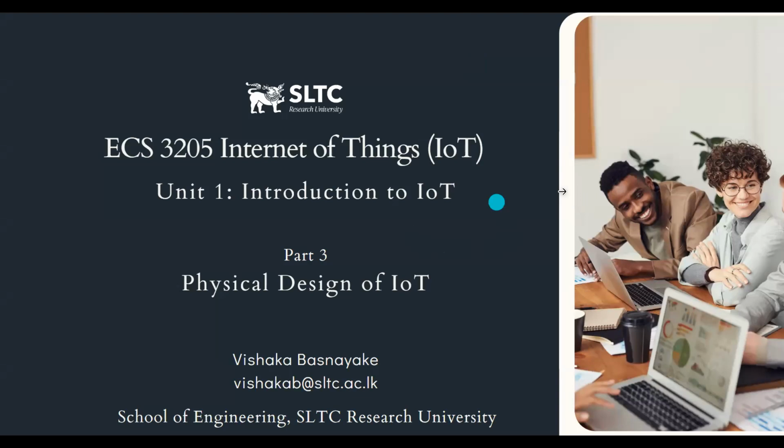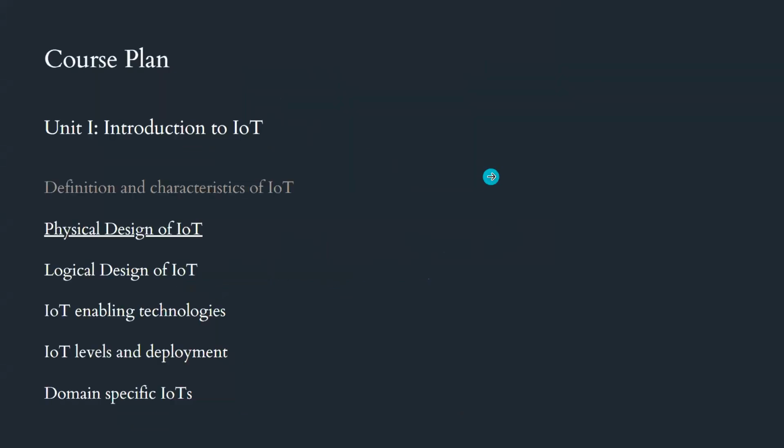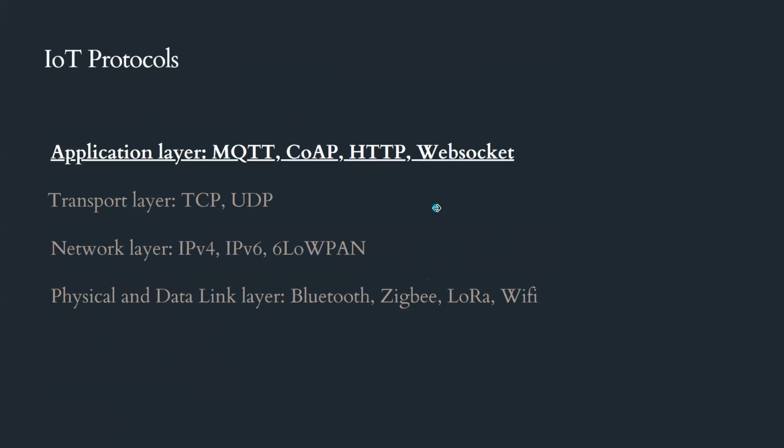Okay, so in the last class, we started talking about the physical design of IoT. We started talking about the two categories of physical design. That means the things and the protocols. Under things, we talked about the devices that are used, the sensors, and so on. The hardware devices that are used for IoT communications, we call things.